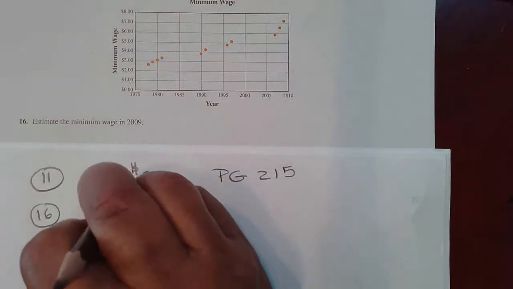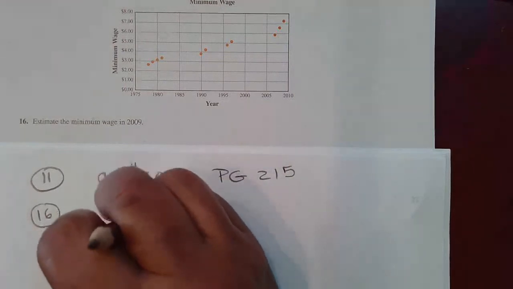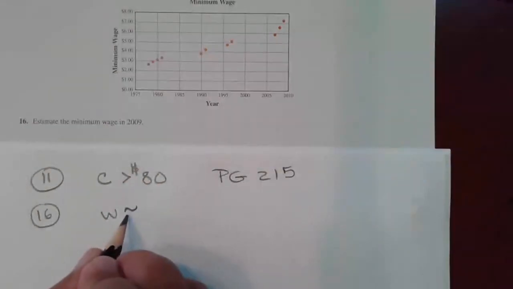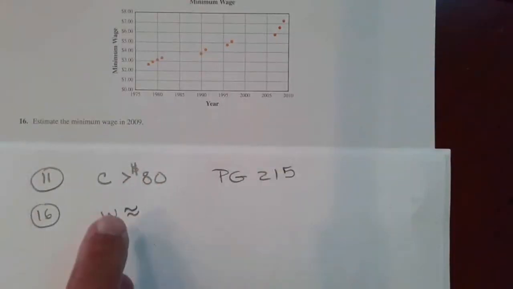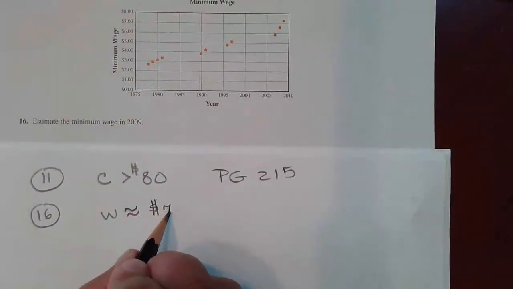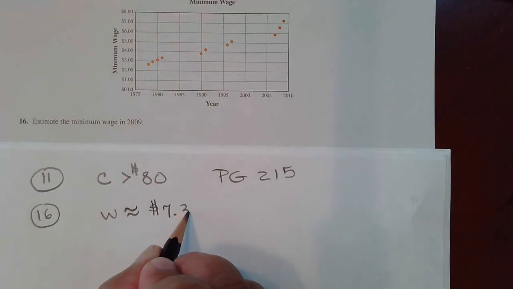If you don't want to give it with a greater than or equal to sign, you can use this symbol right here. This is the symbol for estimate. This means approximately. So W is approximately $7 and I'm going to say 30 cents.